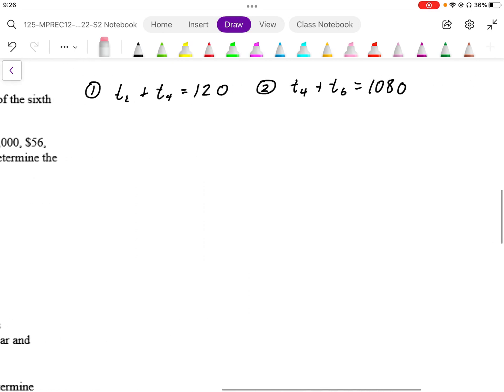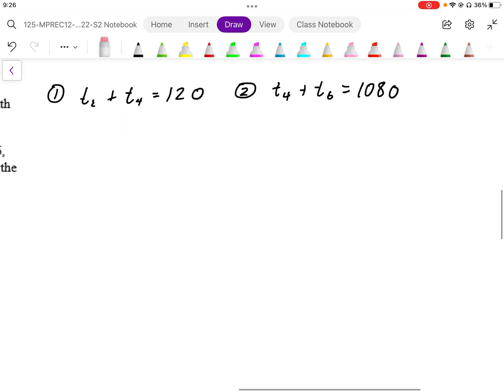So I've written here the two relationships that were given, T2 plus T4 equals 120, and T4 plus T6 equals 1080. If we were to solve this in terms of T, we'd have a problem because we have three unknowns and two equations. So we need to express these T's in terms of A and R, which gives us the two unknowns we'd be looking for with two relationships. So that's a solvable system.